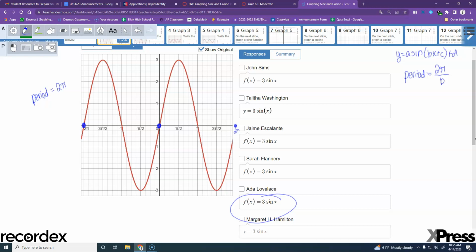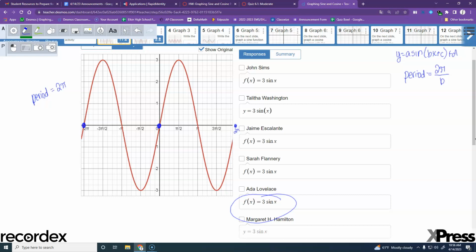So if the period of one of these graphs is 2 pi, the period has not changed, so we don't need to put any numbers there for our b value. Does that make sense? We did very good on our amplitude. That one is one of the easier ones to find. Nobody put like a +7 at the end, which is good because you're not moving this up or down any. And we didn't do any shifting left or right.